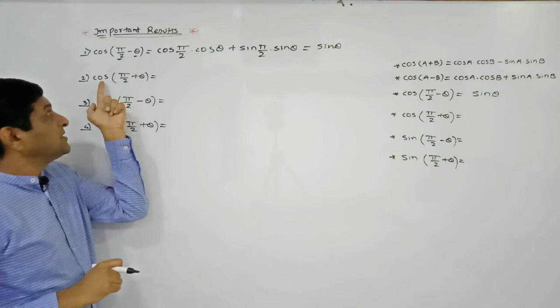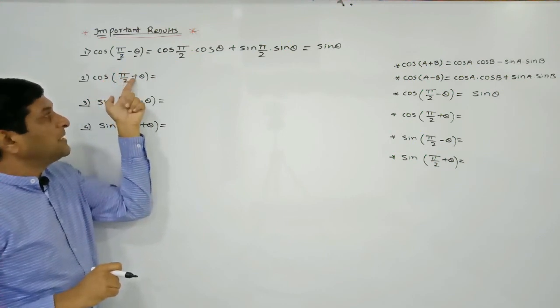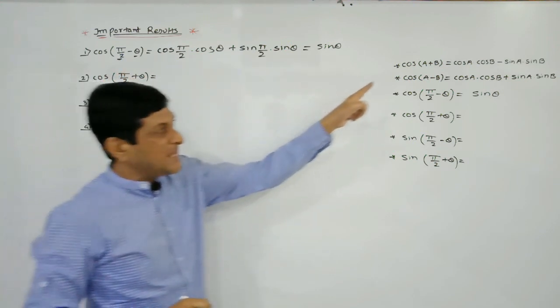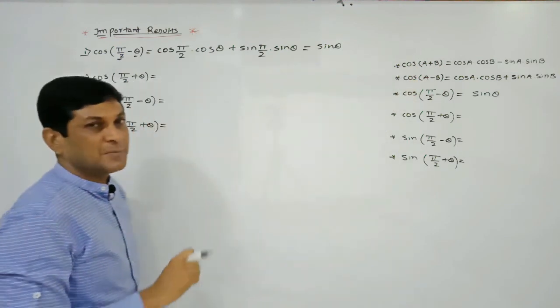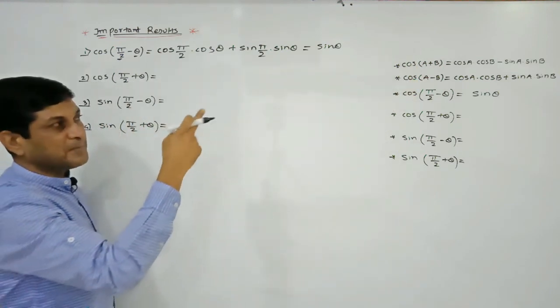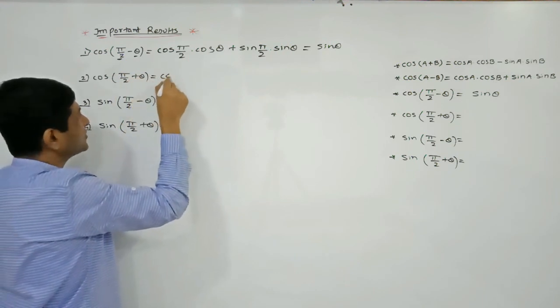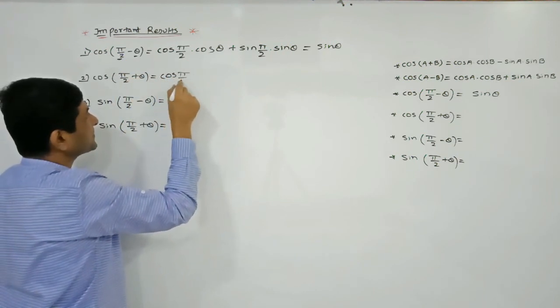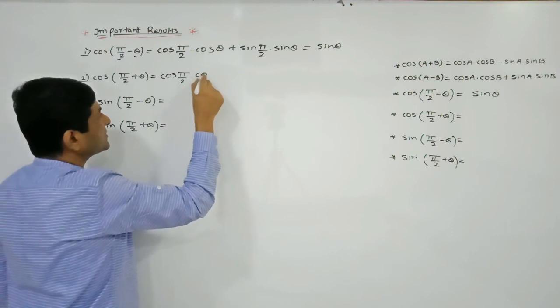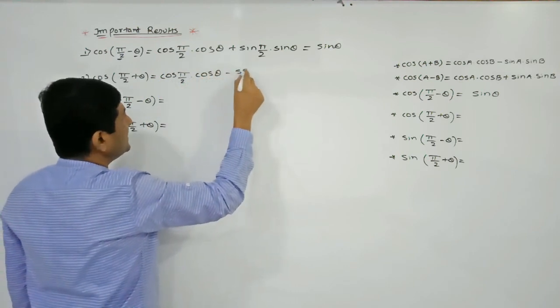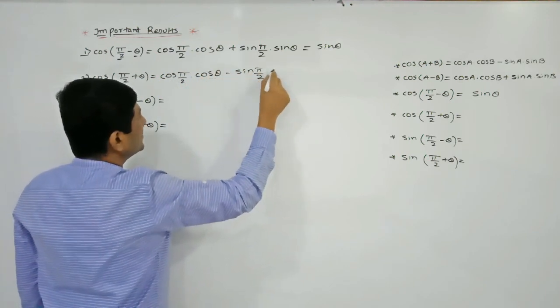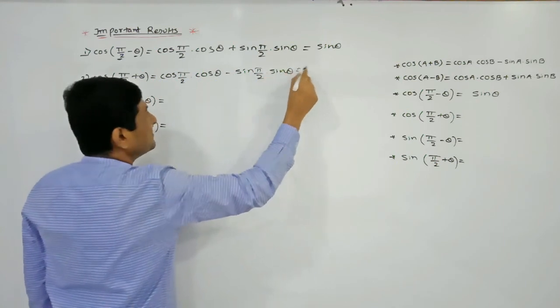Now this term is in the form of cos A plus B, which means we have to apply this formula. What is the formula of cos A plus B? Cos A into cos B minus sin A into sin B. Here A means pi by 2, B means theta. So cos pi by 2 into cos theta minus sin pi by 2 into sin theta. Let us simplify it.